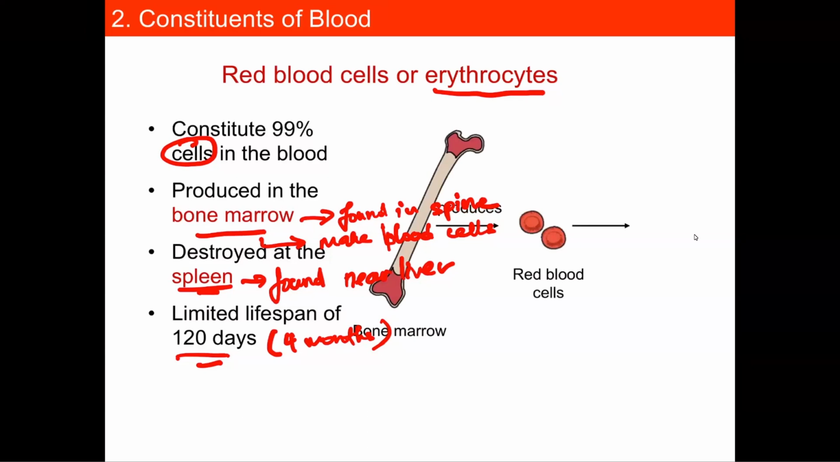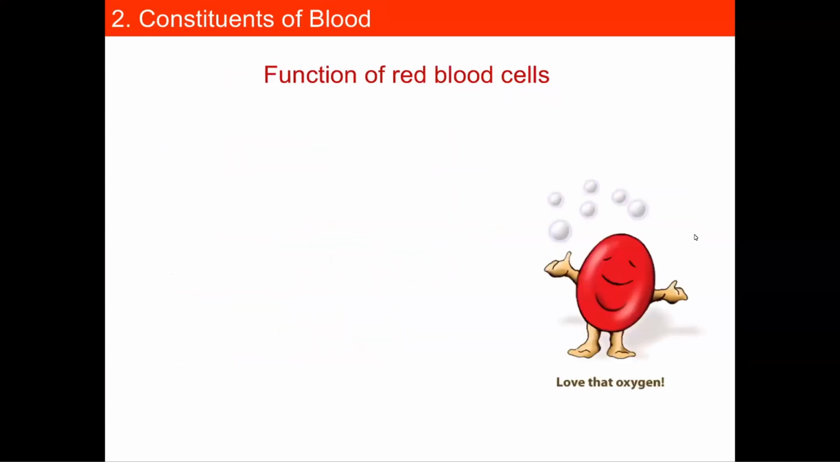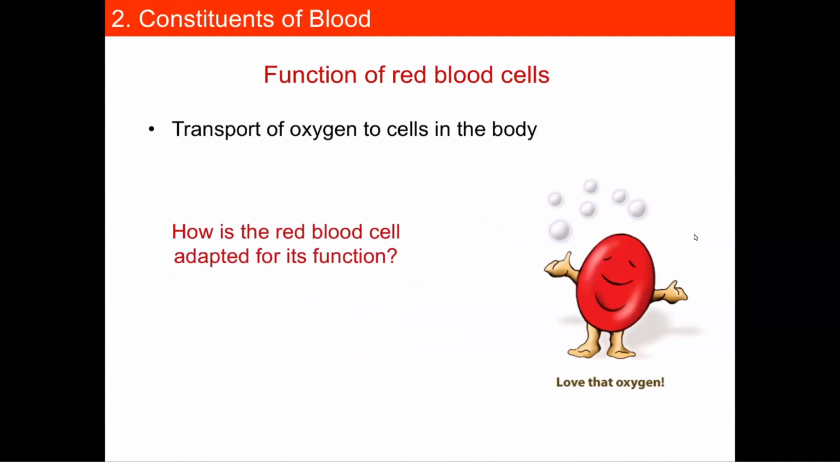Okay, produces red blood cells and destroyed in the spleen. Now what are the functions of your red blood cells? Okay, is that they transport oxygen to cells in the body. And this is just basically the main function of red blood cells, which is to transport oxygen to all the cells in your body.